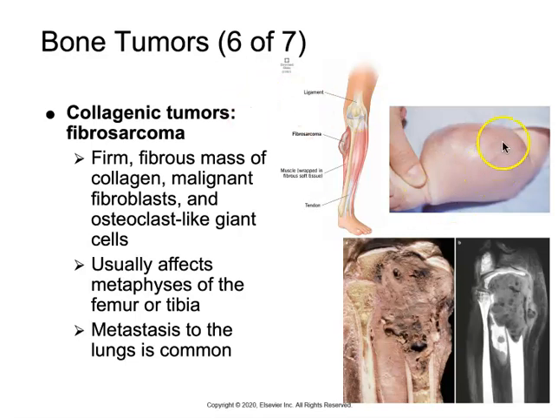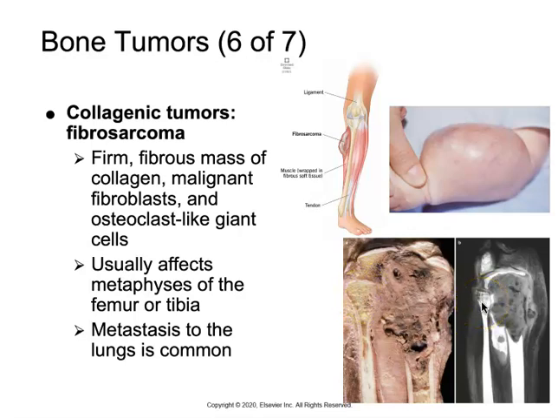Now, the way that this develops is it arises from the fibroblasts, which are derived from the mesenchymal stem cells. And usually we have just the solitary tumor and find it in the area of the metaphysis of the femur or the tibia. So here in this image, this is the tibia, believe it or not. And right here would be like the head of the fibula.